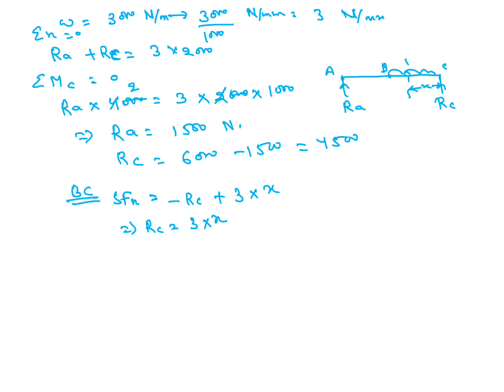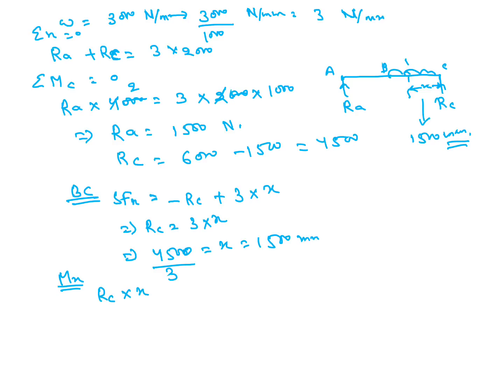RC we got 4500 divided by 3 equal to x. So we got the distance. This x is 1500 mm, where the bending moment is maximum. So at that x point, how much bending moment will we get? We'll calculate RC into x minus 3 into x by 2.